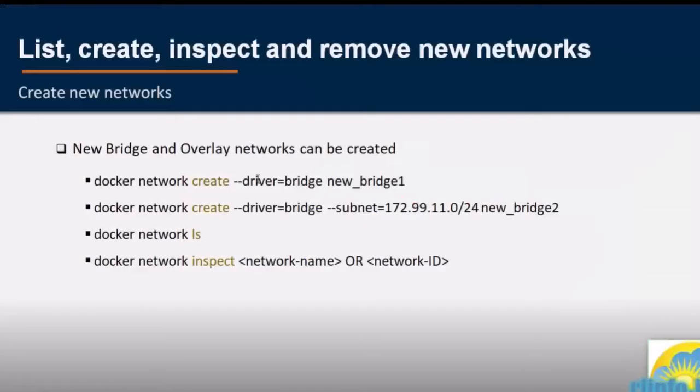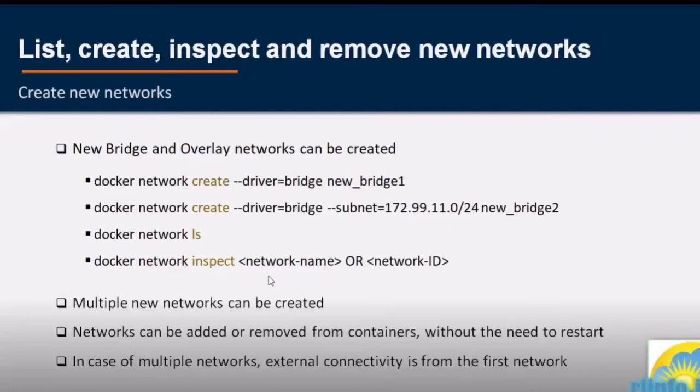Let's go back. Now we can create as many networks as required on a host. Just like with the default networks, the custom networks can also be added to or removed from the running containers without the need to restart the containers. In case a container is connected to multiple bridge networks, then its external connectivity is provided via the first network in lexical order.